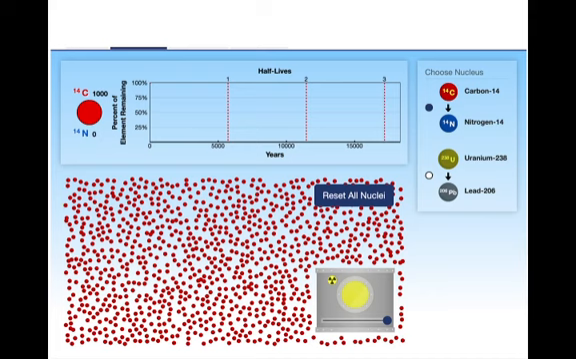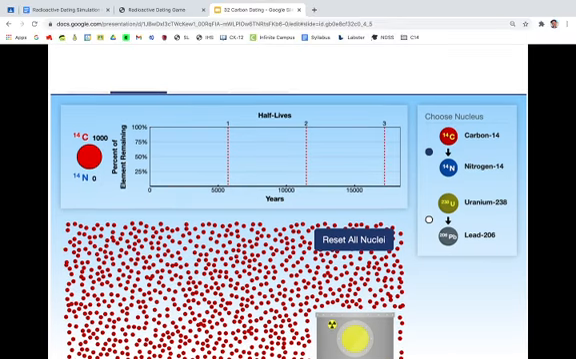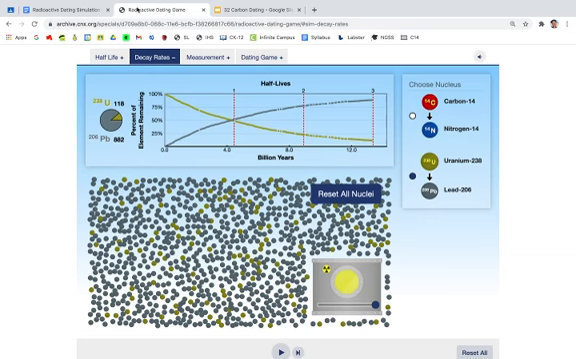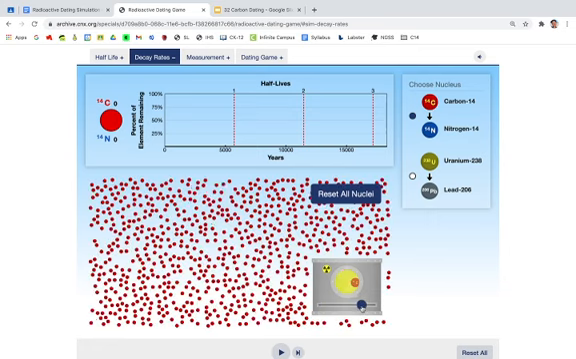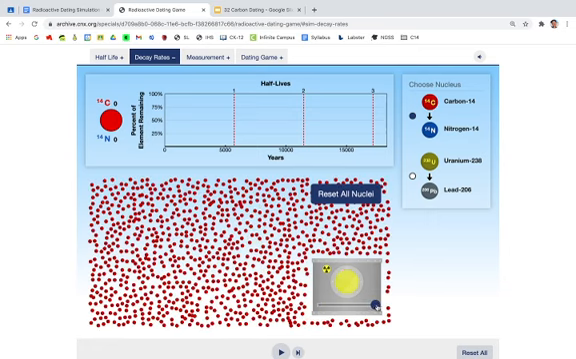Okay, I will now play our simulation. Reset everything. First I'm going to play it with carbon. Here, carbon, I'll set it all the way. This is just the number of carbon-14 atoms, nuclei, and I will let it play.